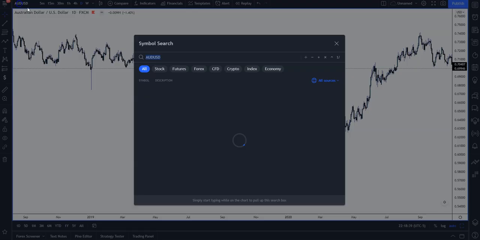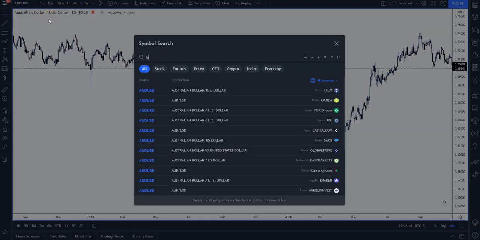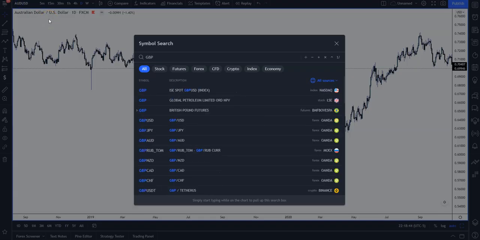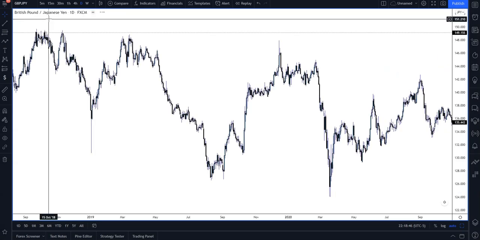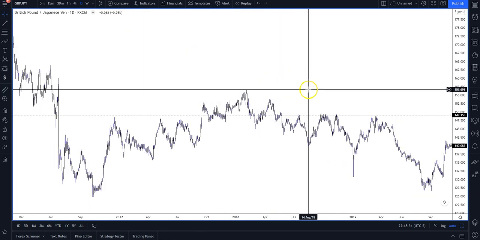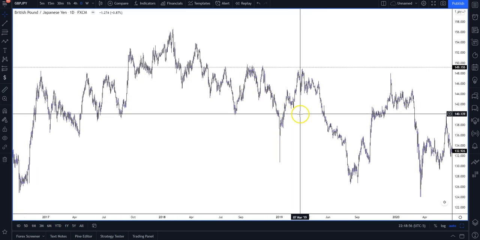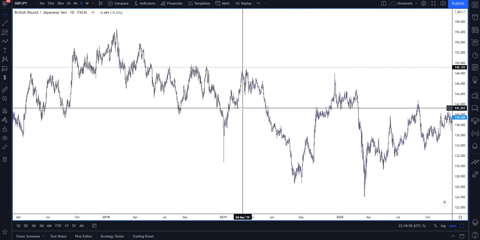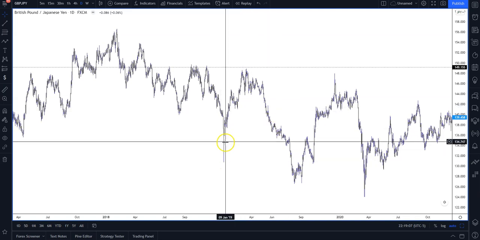We could even pull up different charts. Let's do GBP JPY. Right, so GBP JPY, I don't recommend anyone trade this until you actually know what you're doing, because it's very volatile, as you can see.